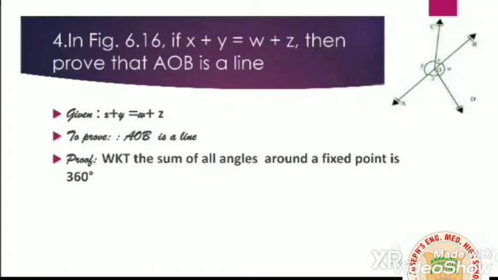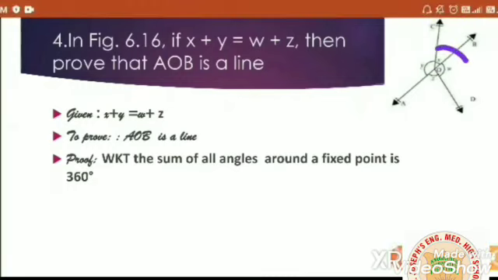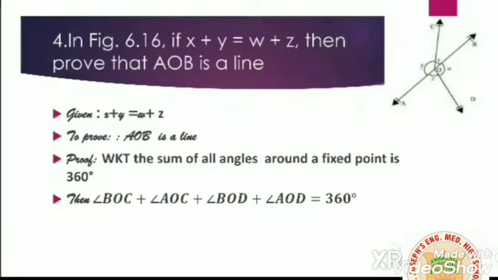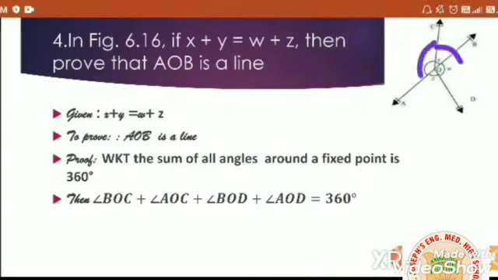We have written it. The sum of all the angles means which angles here? Angle BOC plus angle AOC plus angle BOD plus angle AOD. If you add these all up, you are going to get 360 degrees. That is what we are going to write here now: angle BOC plus angle AOC plus angle BOD plus angle AOD is equal to 360 degrees.